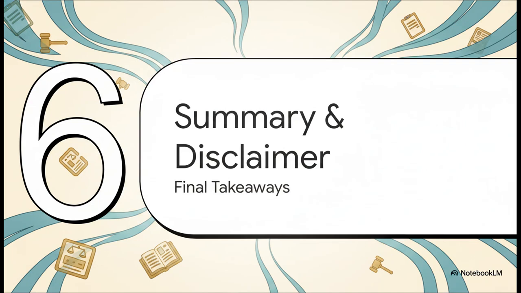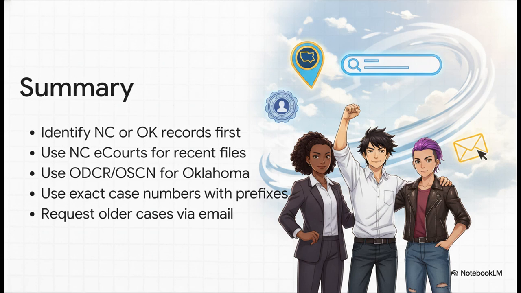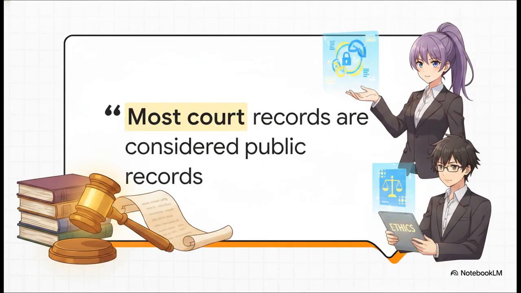Finally, Part 6, Summary and Legal Disclaimer. So let's quickly recap how to master these systems. First, always double-check if you need North Carolina or Oklahoma. Use the NCE Courts portal for recent North Carolina files, and be super careful with that comma-space name formatting. For Oklahoma, use ODCR or OSCN and filter for the 20th Judicial District. Always use exact case numbers with their proper suffixes, and remember that older cases might require a quick email or an in-person visit.